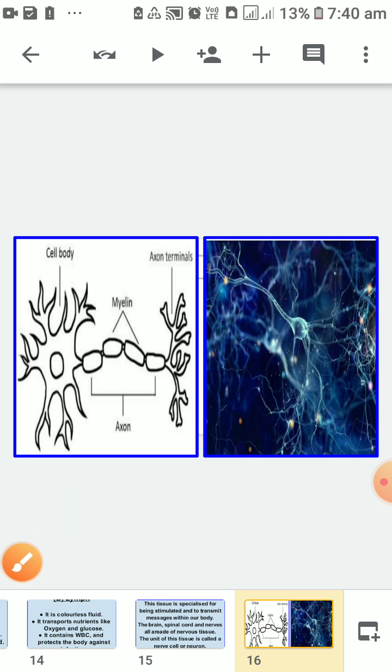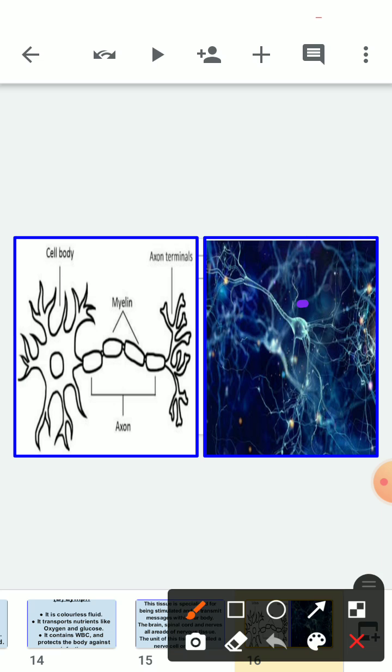And here is the real picture of a neuron which is present in our brain or nervous system. This is the head part. These are the branch-like structures. This is the middle part and it is the tail part. Here you can see this main diagram.